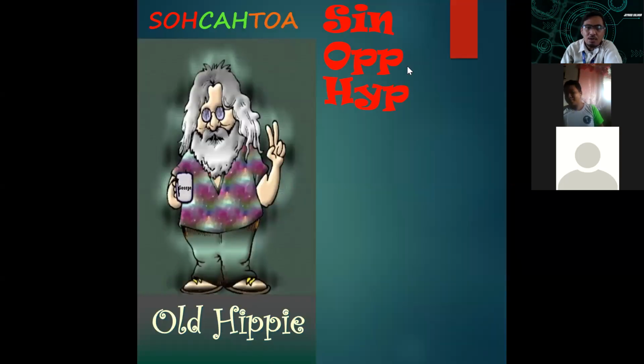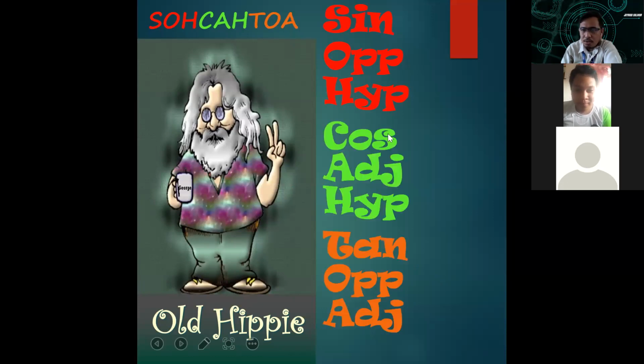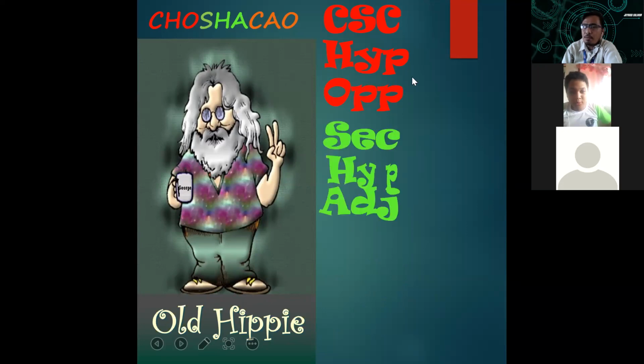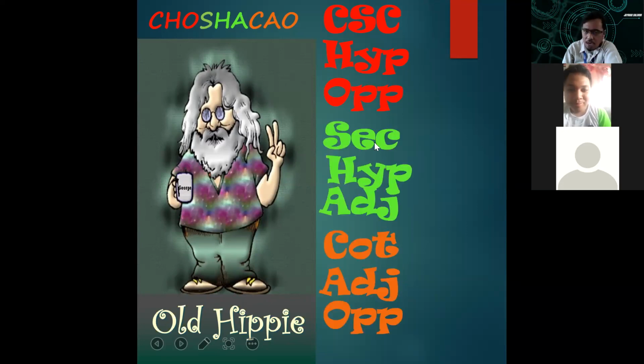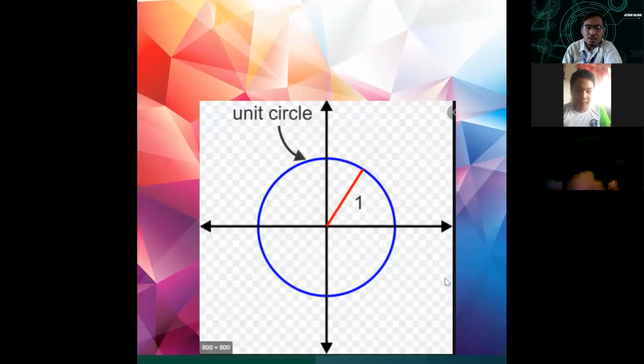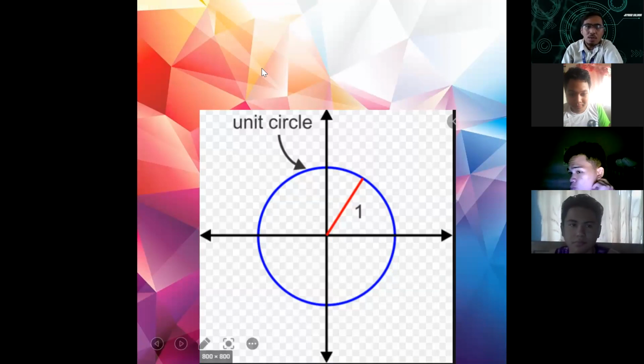So all you have to remember is SOH, it means sine is equal to opposite all over hypotenuse. CAH, cosine is just equal to adjacent all over hypotenuse. TOA, tangent is opposite all over the adjacent. And CHO, cosecant is equal to hypotenuse all over the opposite. SHA, secant is equal to hypotenuse all over the adjacent. And COA, cotangent is just equal to adjacent all over the opposite side. So those are the 6 trigonometric functions that you are going to remember.